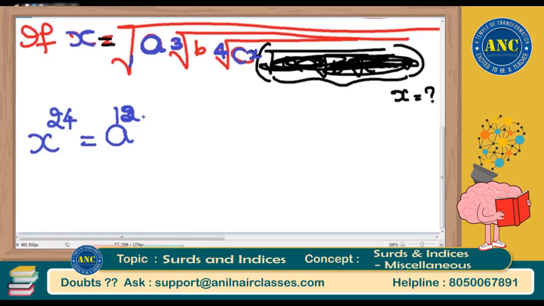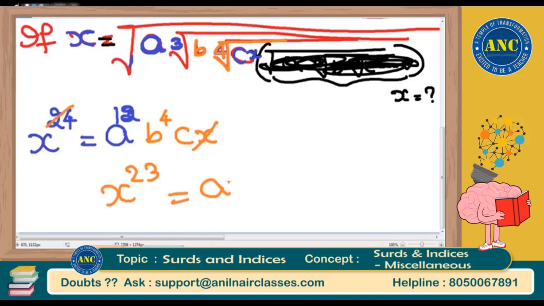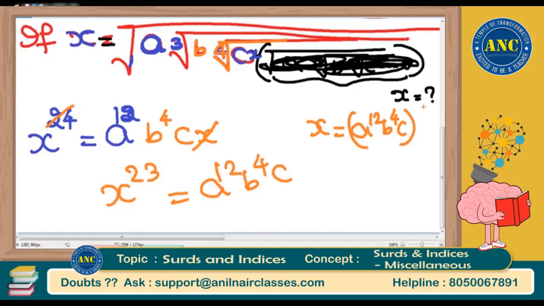I believe that you are able to understand, sir. Similarly, a power 12 is written. Similarly, this b: when I cube it, the cube root will cancel, I am left with b. But when I raise the fourth root, that b will become b power 4, right? And last step, this cx, fourth root if I take, x will cancel. x power 23 is a power 12, b power 4, c.